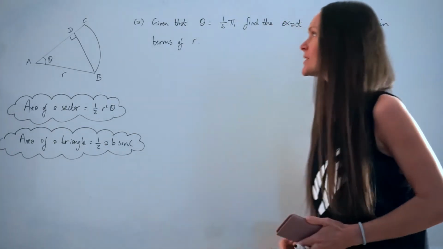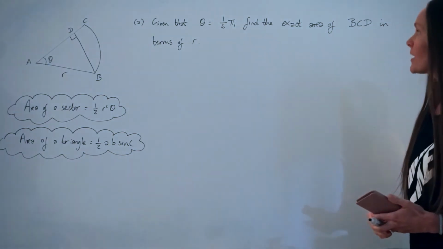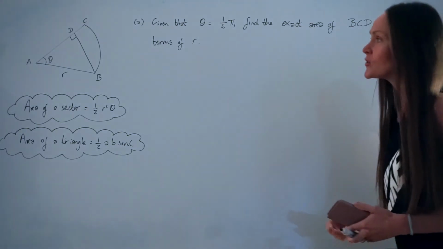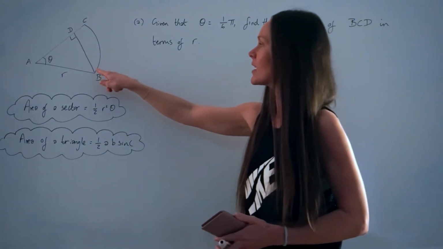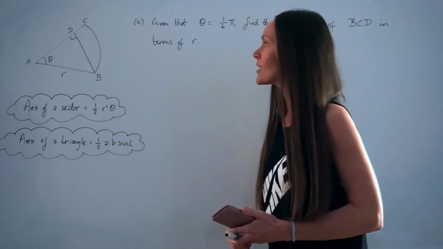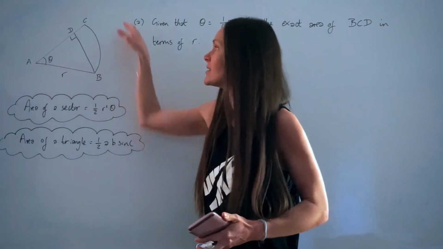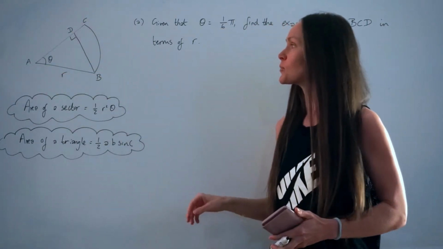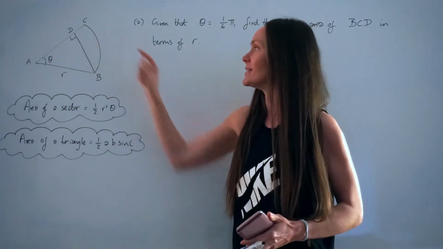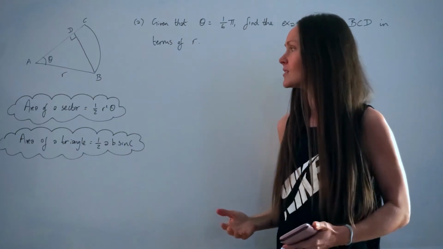In the first part of this question, it says that theta is equal to pi over 6, and we have to find the exact area of BCD in terms of r. So we have to work out the exact area of BCD, which is this shape here. To work out the area of this shape, I'm going to work out the area of the entire sector, and then I'm going to subtract the area of this triangle, as that will leave me with the area BCD. I've written down two formulae that I'm going to use in this question.